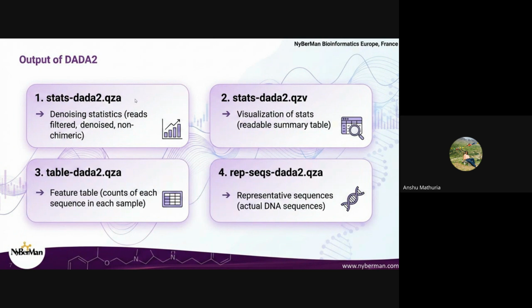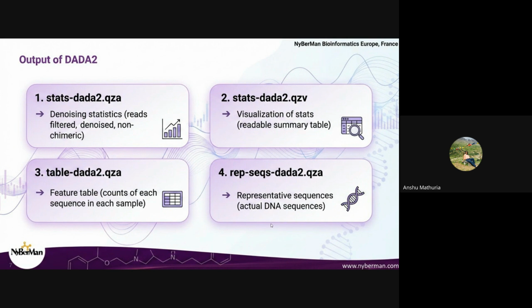As this is a .qza file, it is difficult to visualize. So we'll convert this stats data file to a .qzv file, where we can analyze it in the browser. Then we'll generate one other file, table-dada2.qza. It will be a feature table generation. It will count each sequence in a sample and tell us, for this particular sample, how many sequences there are, or vice versa.